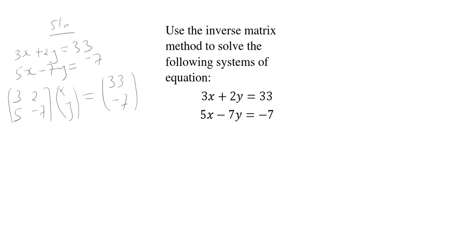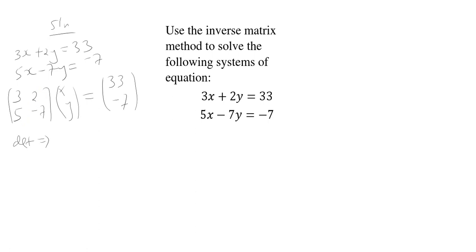Then after that, what you do, you find the inverse of this matrix and you multiply with the inverse both sides. So the first thing is to get the determinant of the matrix. Determinant of the matrix is given by the product of the principal diagonal minus the product of the other diagonal.